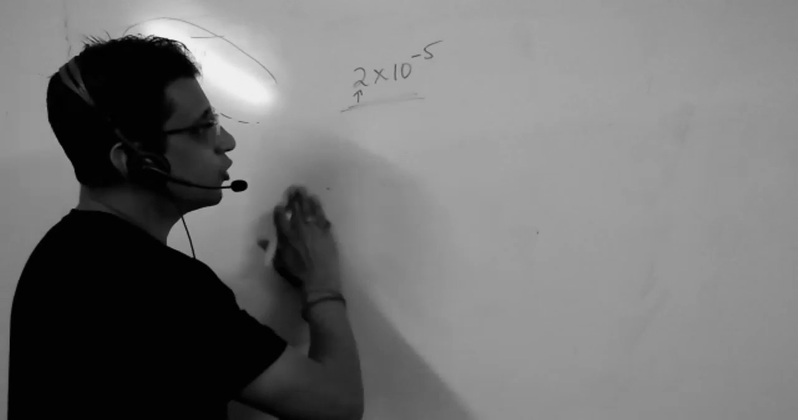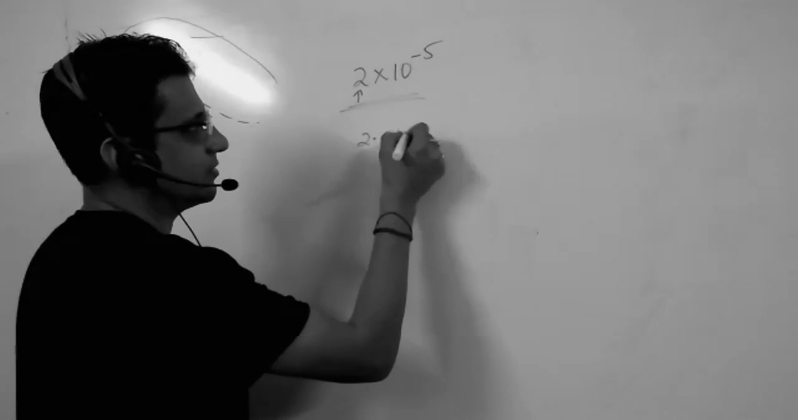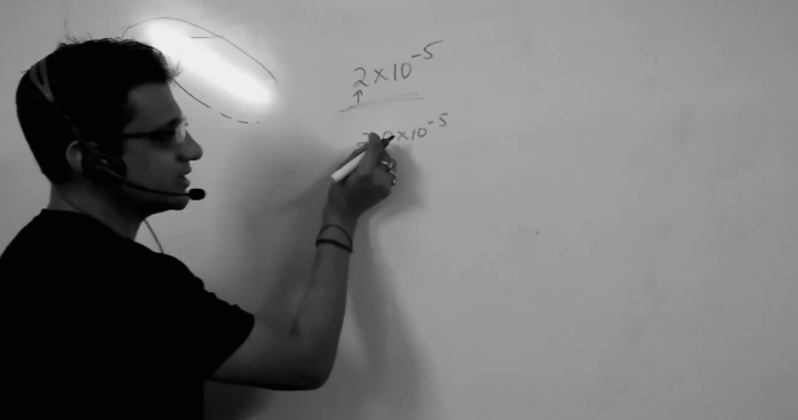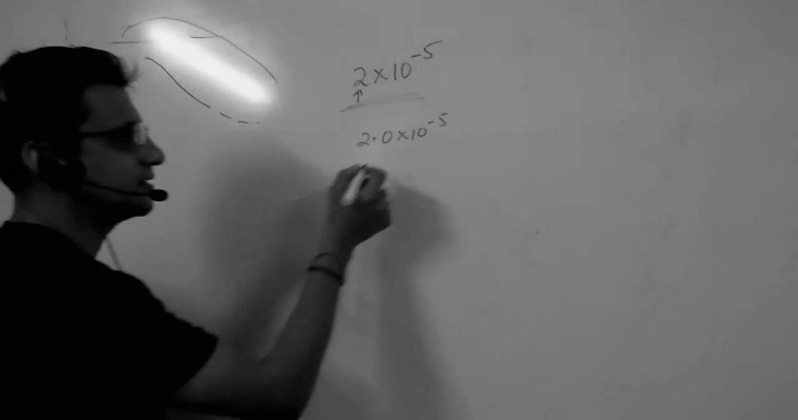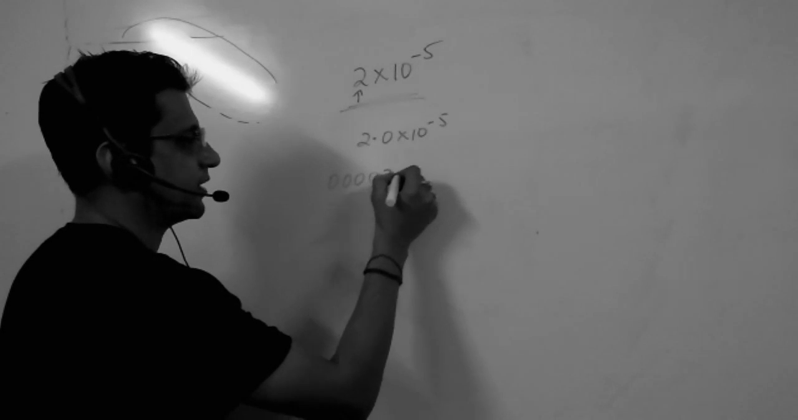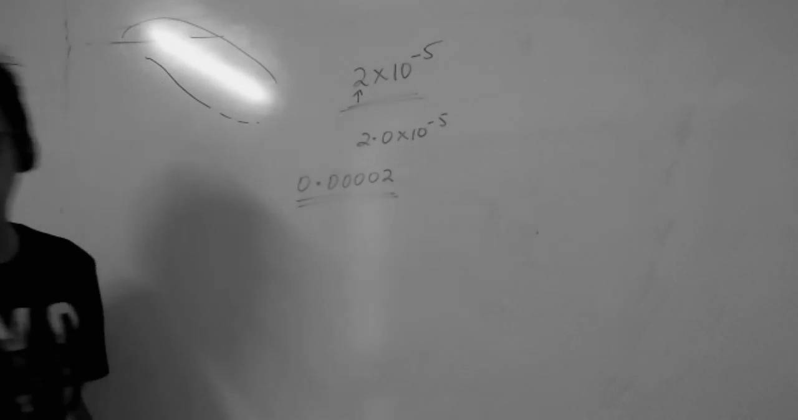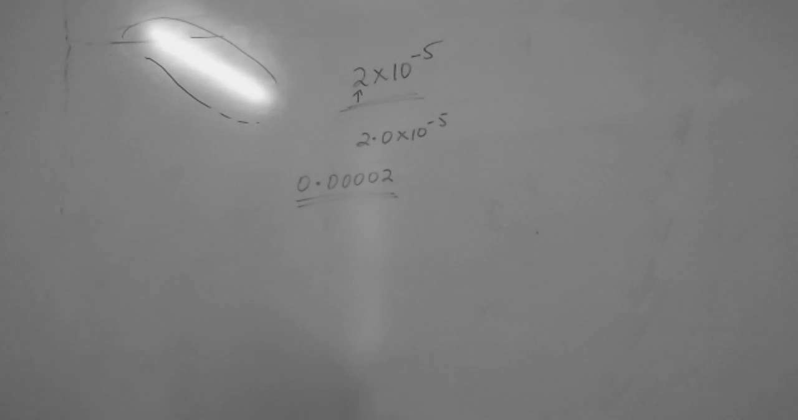Divide means you have to go left hand side. You can write it like this. This decimal will go to the left hand side: 1, 2, 3, 4, 5 places. This is the usual form.